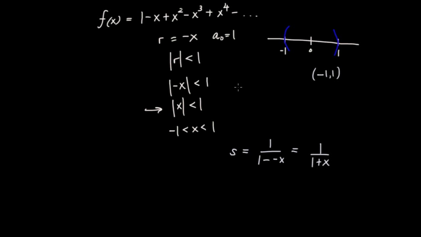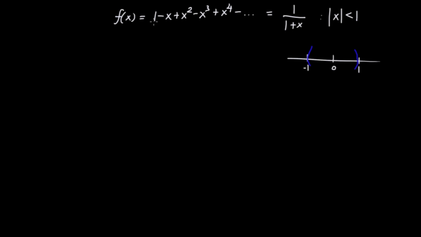Which is to say, if you select your x to be in this interval, in minus 1 to 1, plug it into f of x, it is going to be equal to 1 over 1 plus x when the absolute value of x is less than 1. To summarize, there's our f of x written out once again. And what we found was that under the condition that the absolute value of x is less than 1, and here's the picture drawn out once again, that interval where the absolute value of x is less than 1, we found that f of x is equal to 1 over 1 plus x.